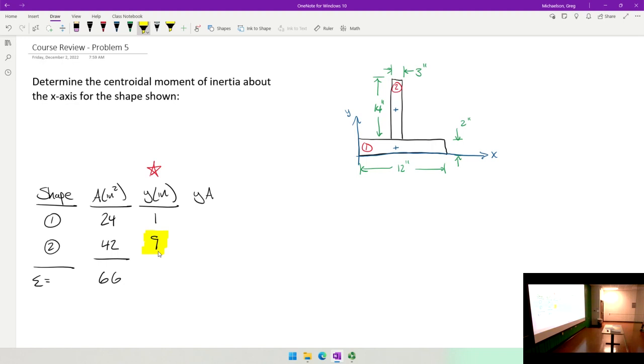Because some of the problems on the exams, I would see all these triangles and circles, and all the centroids would just be like 1 or 1.5. It's like, no, it's got to be from the origin. It should be like 7 or 7.5 or something like that.